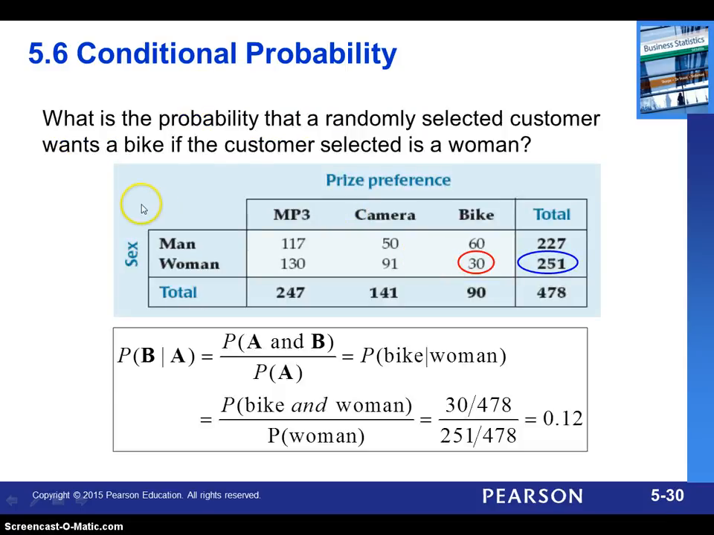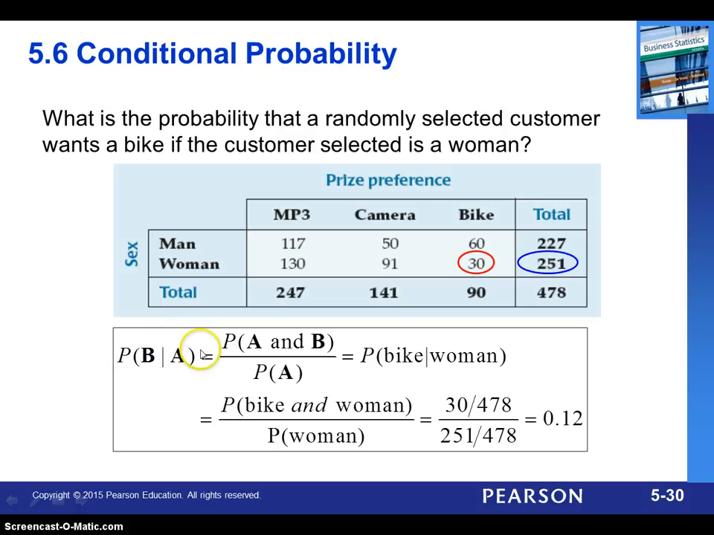Okay, let's look at an example to help understand this, because these can be tricky. What is the probability that a randomly selected customer wants a bike if the customer selected is a woman? You're going to see stuff like that. It'll say if this or given this, so you want to see what's the given condition. Since it says that we have a woman, we're going to be looking in the woman row. But let's look at how the formula works.